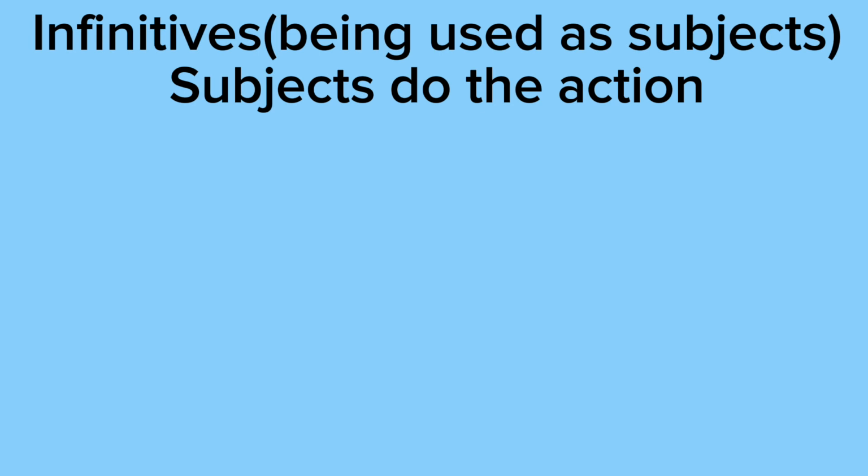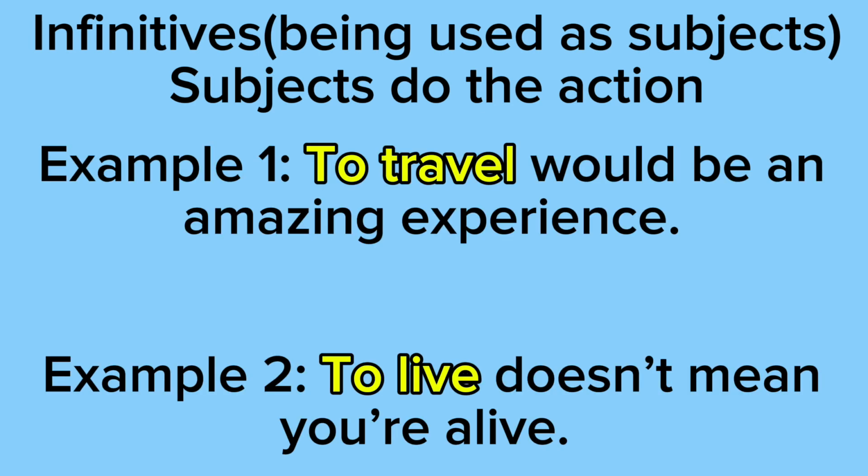Okay, so in this slide, we have infinitives being used as subjects, and subjects do the action. So example 1 says to travel would be an amazing experience. So subjects are always doing the action, so they come before the verb. So the infinitive to travel comes before the verb would and be. So that makes to travel the subject, and it's also acting as a noun.